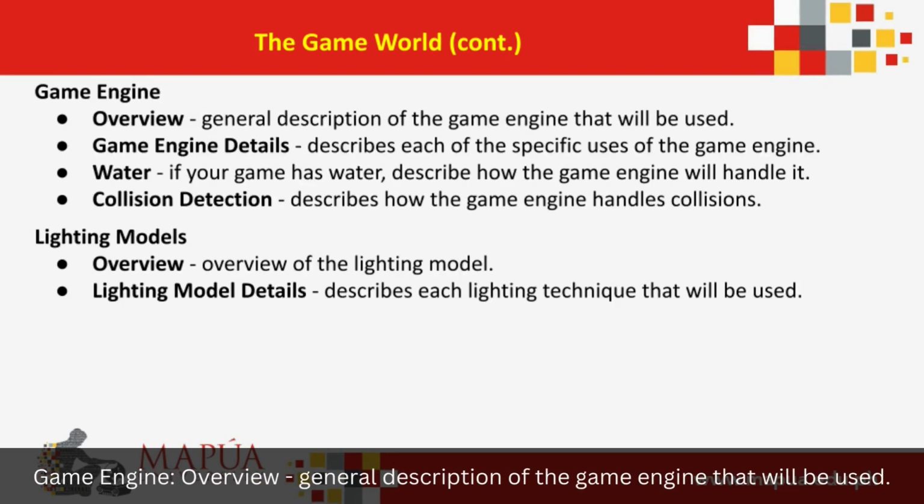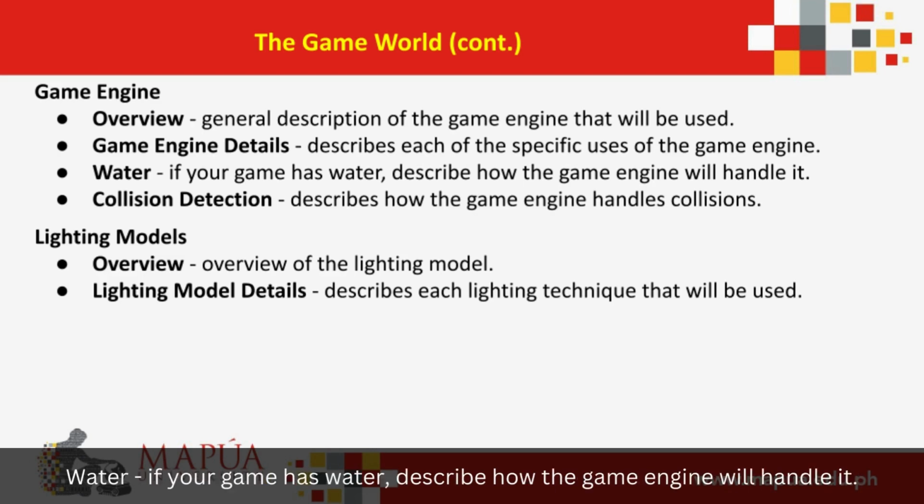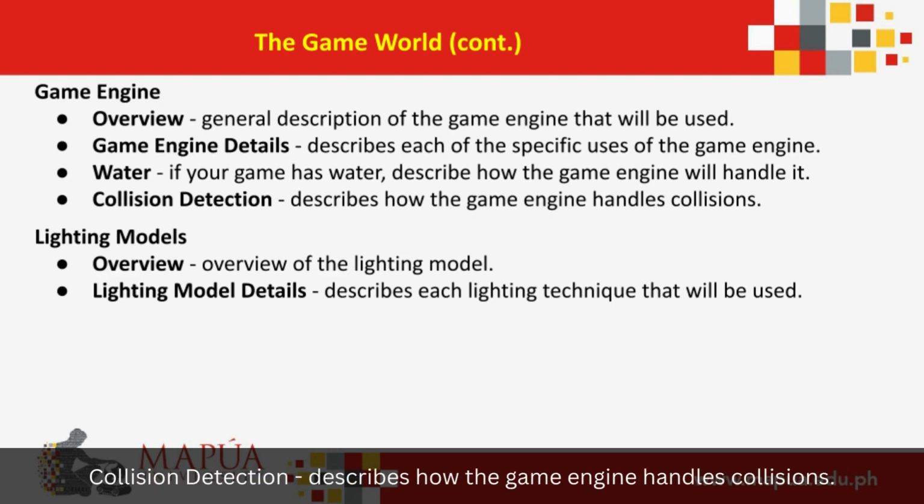Game engine. Overview. General description of the game engine that will be used. Game engine details describes each of the specific uses of the game engine. Water, if your game has water, describe how the game engine will handle it. Collision detection describes how the game engine handles collisions.